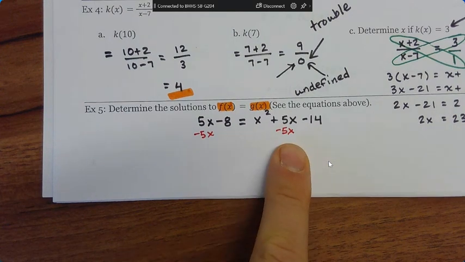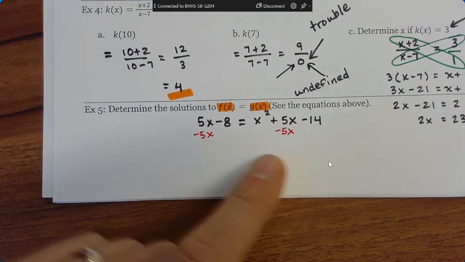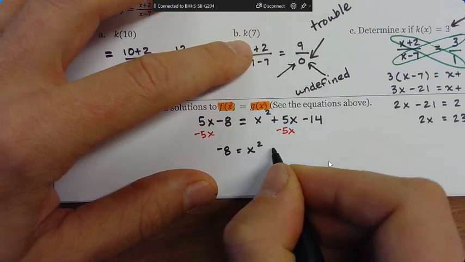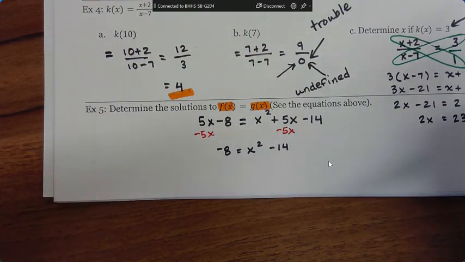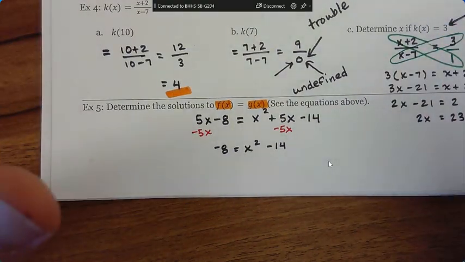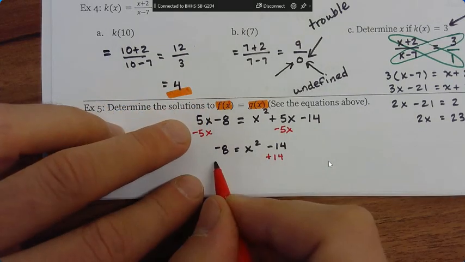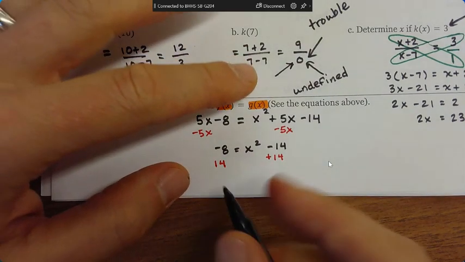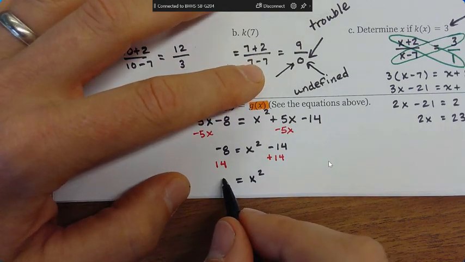Ooh, now interesting. Do you guys see that the x term is going to go away? So now we've got this. If there's no x term, I actually think it's easier for you to solve it by square roots. So here's what I would do at this point. I would add the 14 to both sides. That leaves you with x squared on this side, and on the other side, what would that be, 6?